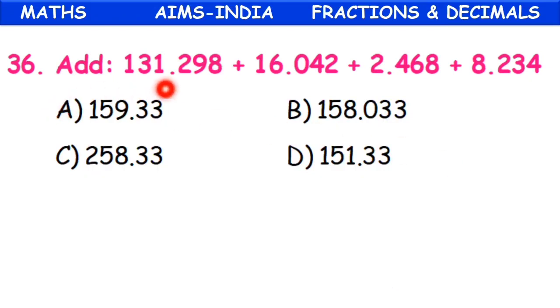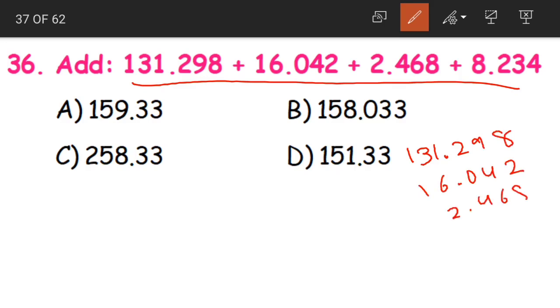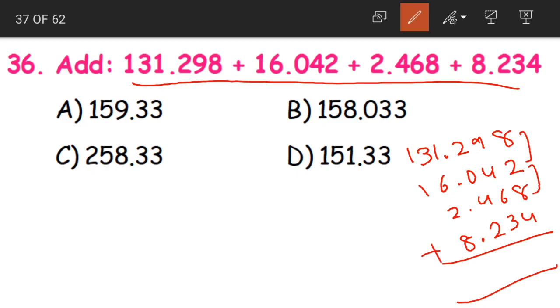Next question 36. Add the following decimals. We have 4 decimals here. Let us write them one below the other and then add. Yes, children, while adding the decimal numbers, it's important that we place our decimal numbers carefully. Yes, one below the other in the same place values. 8 plus 2 is 10, 10 plus 8 is 18, 18 plus 4 is 22, 2 carried. Am I doing it correctly? 8 plus 2 is 10, 10 plus 8 is 18, 18 plus 4 is 22.